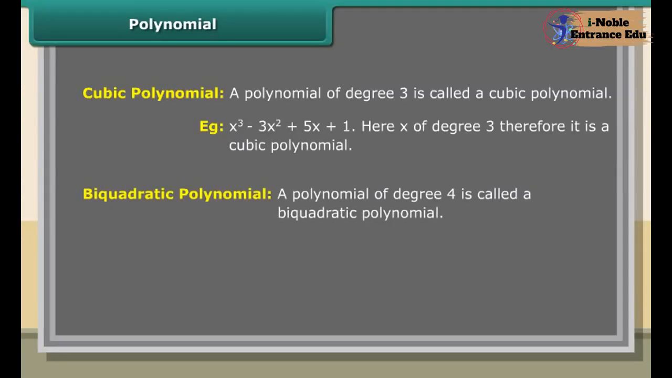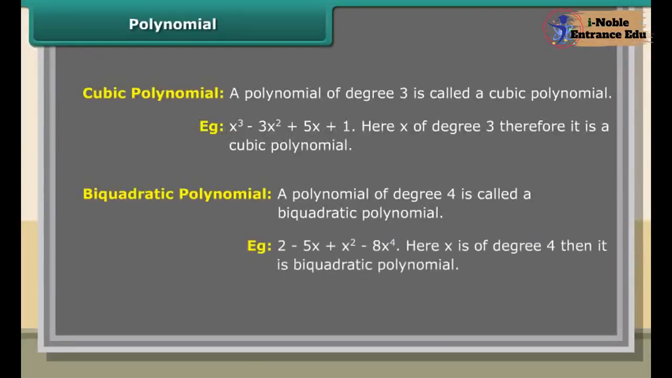Biquadratic polynomial. A polynomial of degree 4 is called a biquadratic polynomial. Example, 2 minus 5x plus x squared minus 8x raised to the power 4. Here x is of degree 4, then it is a biquadratic polynomial.